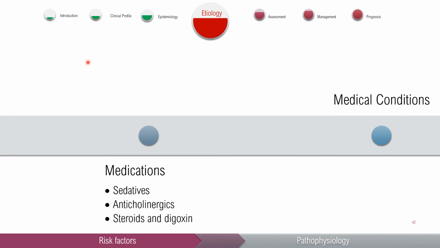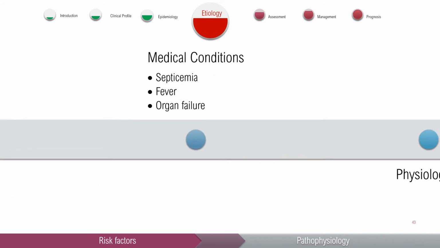A long list of medications can also cause delirium, but the most common ones are those with sedative properties, medications with anticholinergic properties, steroids, and digoxin. So while evaluating delirium, always look whether the patient is receiving any of these medications. But since the list is extensive, the best way is to cut down on the doses and the number of medications to a bare minimum in all of the cases.